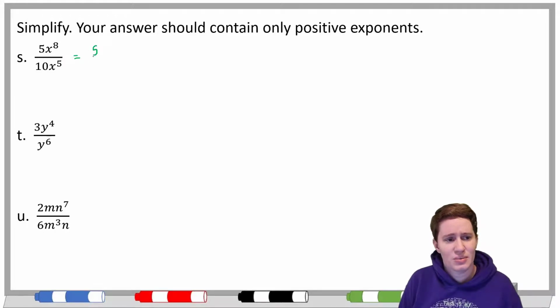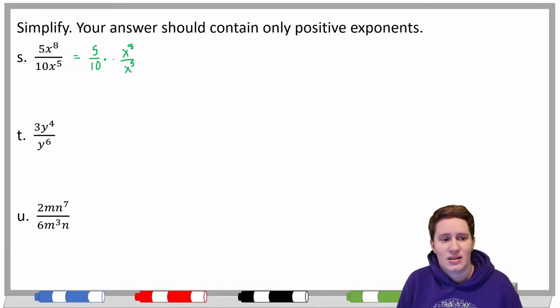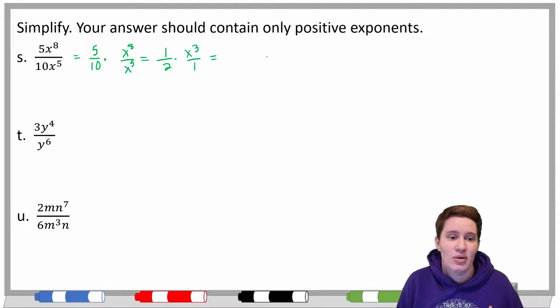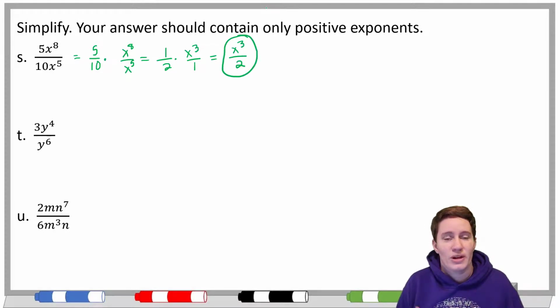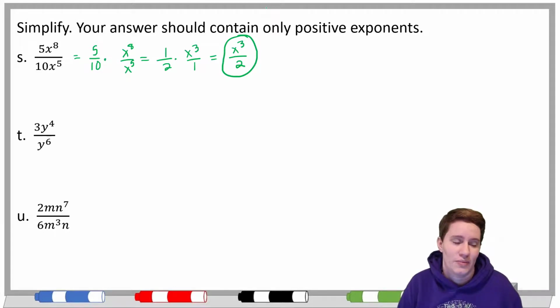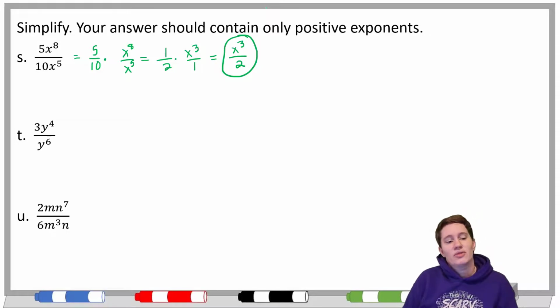Well, essentially what we're doing is splitting this up like this. We say 5 over 10 simplifies to be 1/2, and x to the 8th over x to the 5th ends up being x cubed, technically on top, and then we can combine these and say this is x cubed over 2. So basically I came up with that by doing 8 minus 5 to get x cubed, and 5 over 10 to get a 1/2. We could leave the 1 on top with the x cubed if we wanted to, but we don't have to write it there.